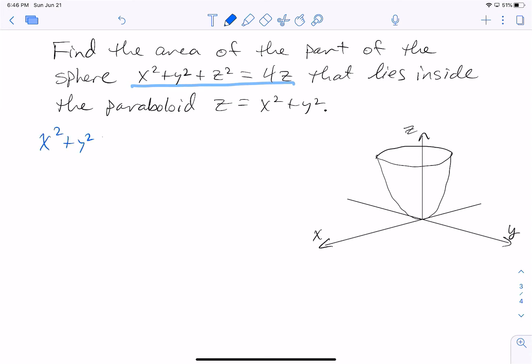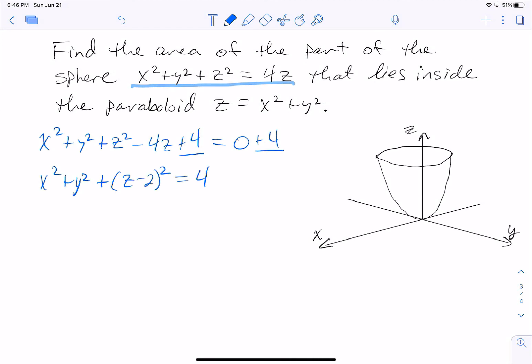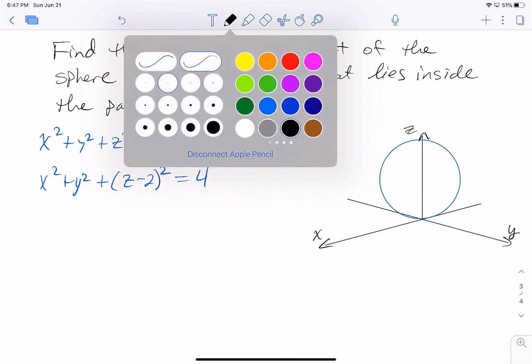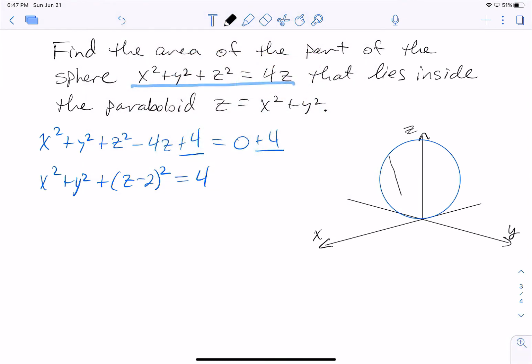x squared plus y squared plus z squared minus 4z equals 0. We're going to complete the square by adding 4 to both sides. And so this becomes x squared plus y squared plus the quantity z minus 2 squared is equal to 4. This is a sphere that has a center of (0, 0, 2) and a radius of 2, so it's tangent to the xy plane. And now I need to redraw the paraboloid. Let's give that another shot. I want it to look like the paraboloid is going to intersect the sphere in a circle, because that's exactly what it's going to do.